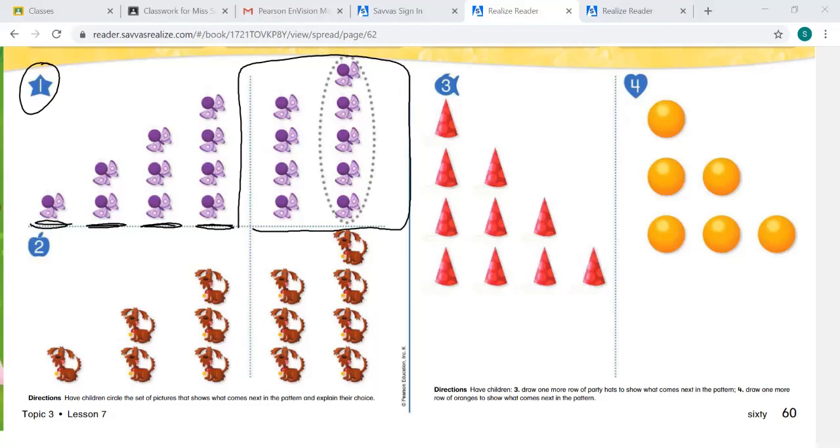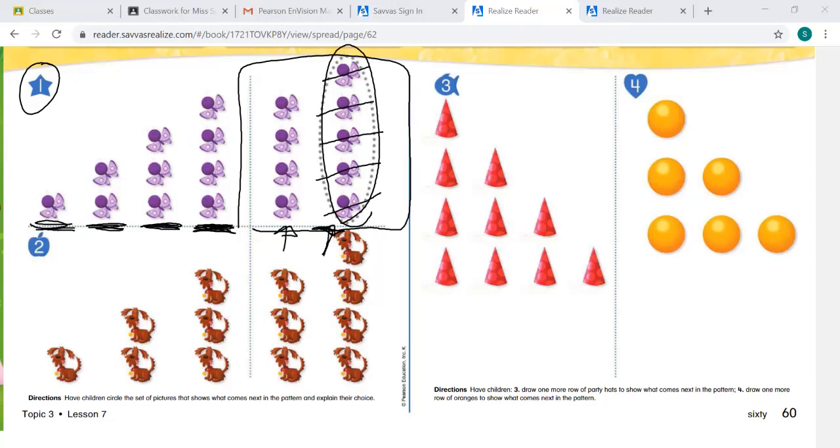So we're going to pick from these 2 pictures. Which one do you think comes next? If 4 is the last one, what number of butterflies should come next? We see a pattern. 1, 2, 3, 4. What's next? 5. And we can always count to check. 1, 2, 3, 4, 5. So we're adding 1 butterfly each time.